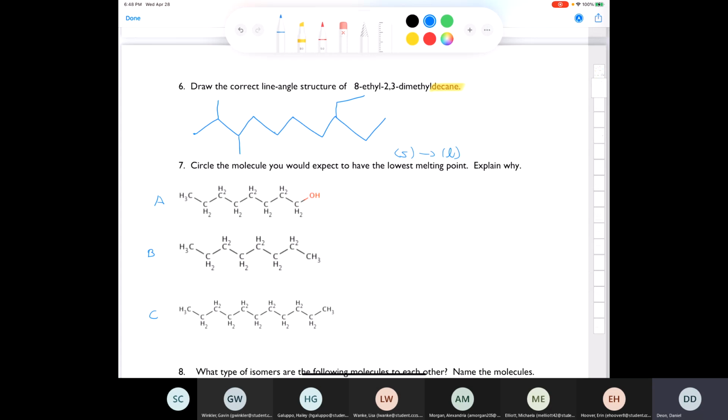Yeah, I think you're right, Gavin. I think it is B as well. All right, how did Gavin know that it was B? Well, you need to remember your intermolecular forces, right?